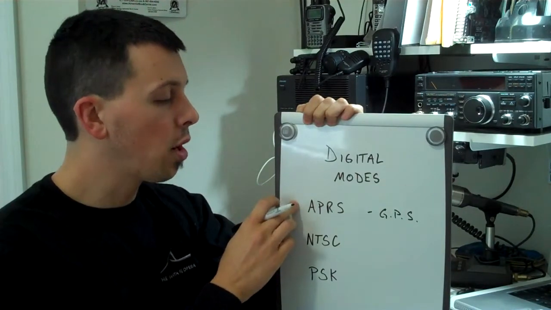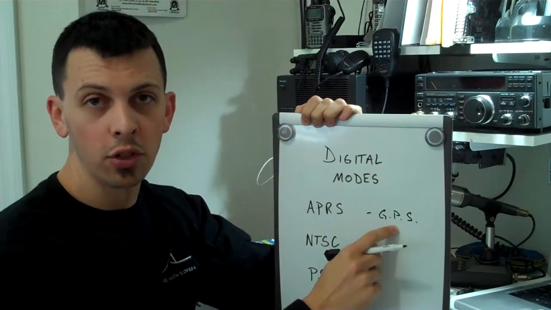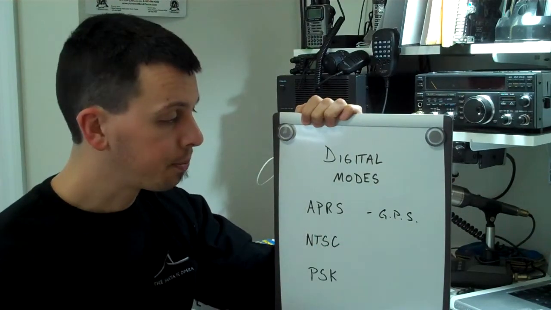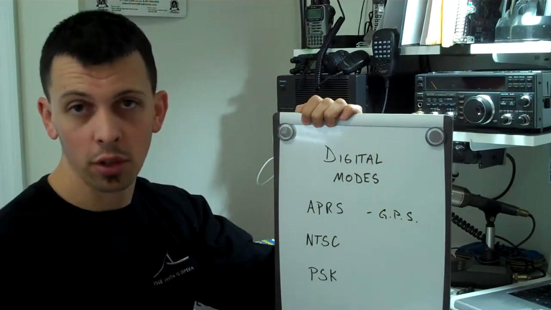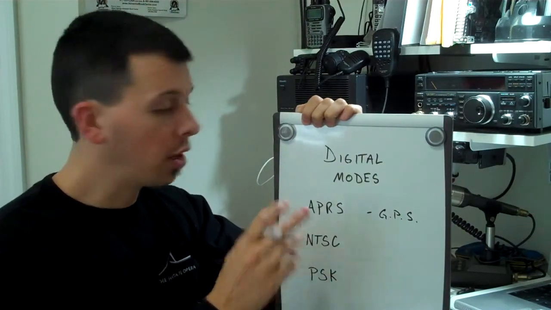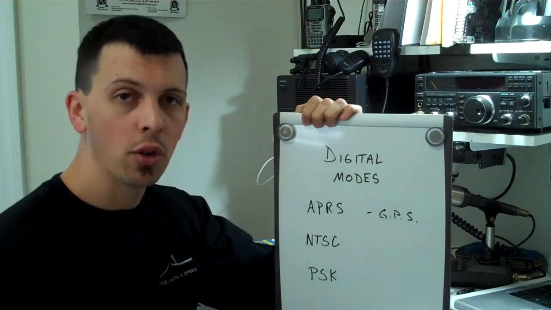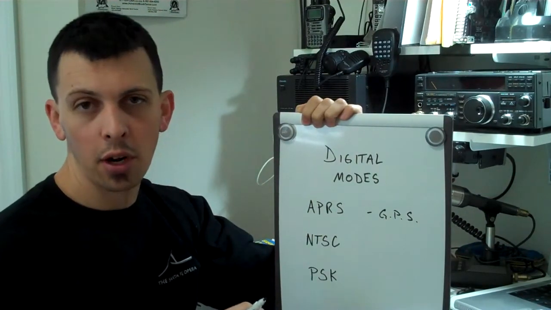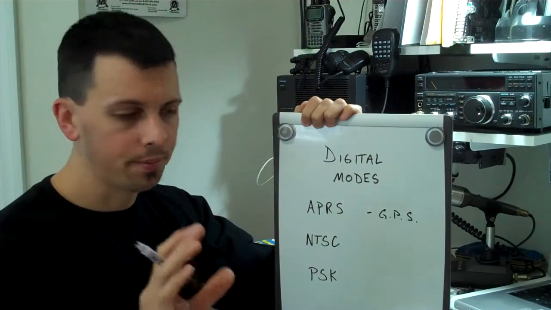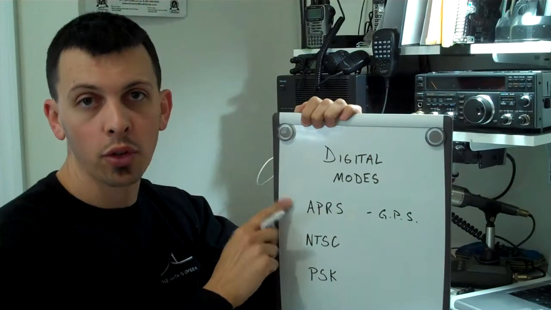Now, in order for that to work, it requires something else, a GPS. And I think we all know what a GPS is, Global Positioning System. That uses satellites, of course, to determine your location. We have an APRS radio in one of our vehicles, and it actually has a little plug on the side that you plug your GPS into, and then you can activate the APRS system within that radio.